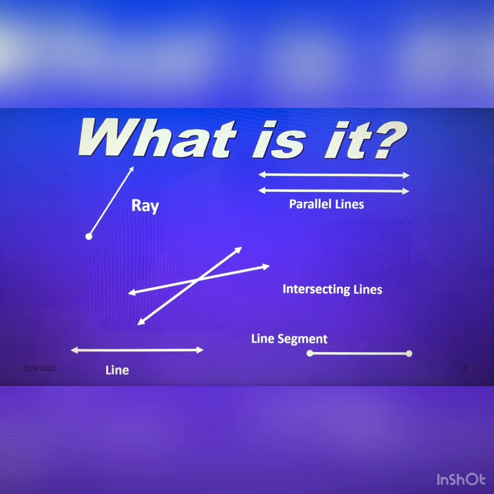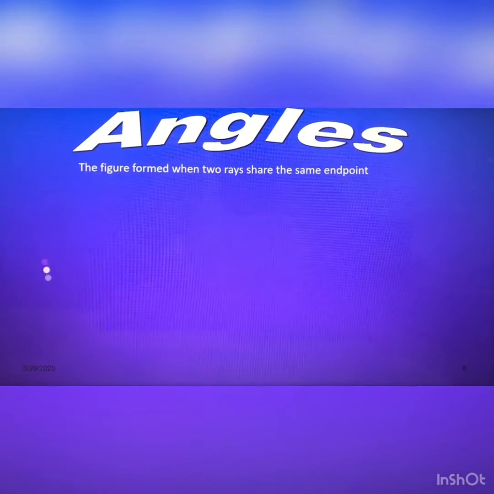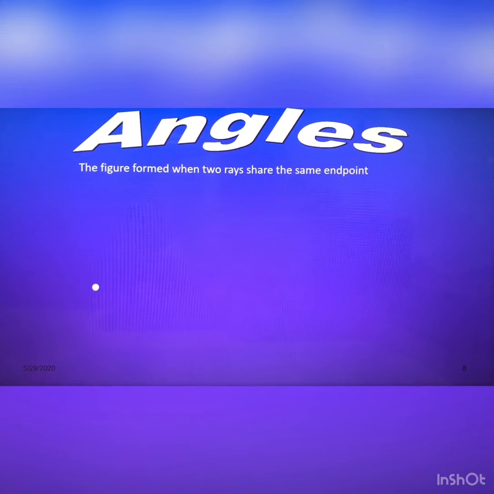So moving forward, angles. What do you mean by angles? After lines, we move to angles. An angle is the figure formed when two rays share the same end point. Meaning if two rays have a common end point, that geometrical shape is known as an angle.